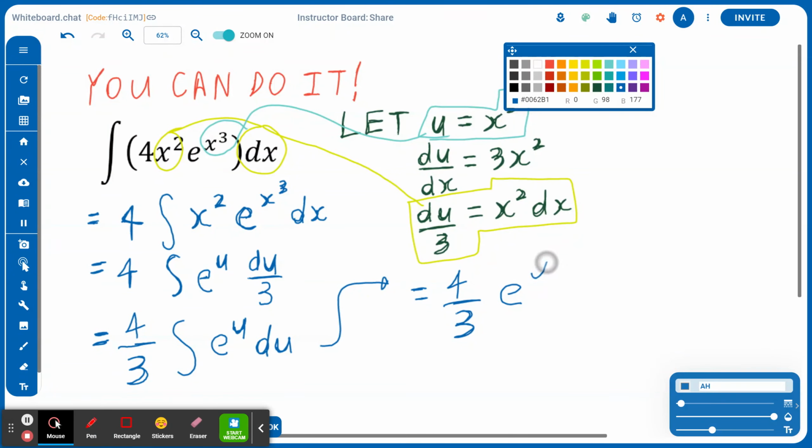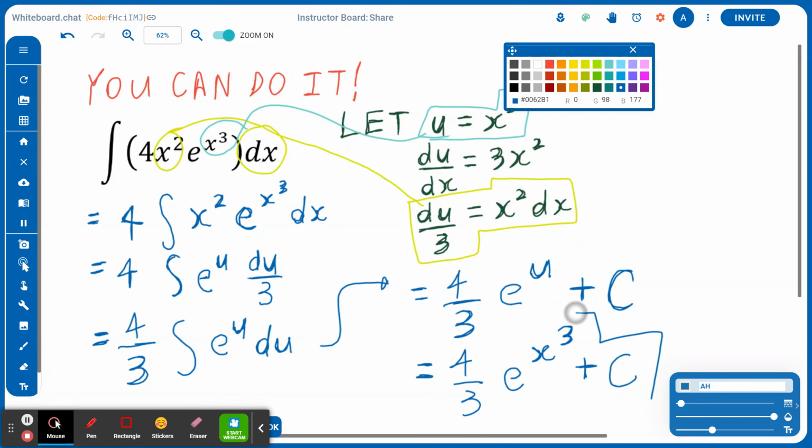Don't forget, you have to add a constant, c. You're not looking for one solution. You're looking for infinitely many cases. If you go back and you plug it back in, this is going to be 4 divided by 3 times e to the power of x to the power of 3 plus constant c.